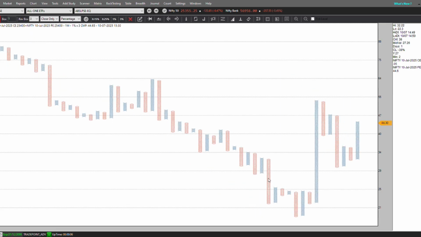Now we'll observe double bottom sell. The next pattern is double bottom sell. Now what is double bottom sell? I will show you.